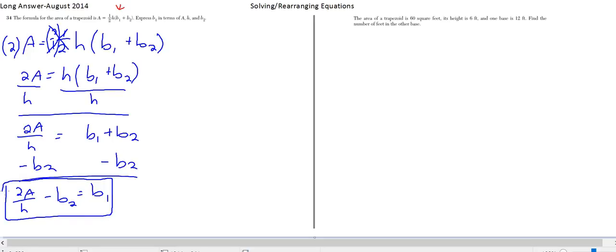The next part of the question tells us the area of a trapezoid is 60 square feet. So let's do A is equal to 60 square feet. The height is equal to 6 feet. And one base is 12 feet. We're going to decide soon if that's b sub 1 or b sub 2, but we know one of the bases is 12 feet. And we have an equation.